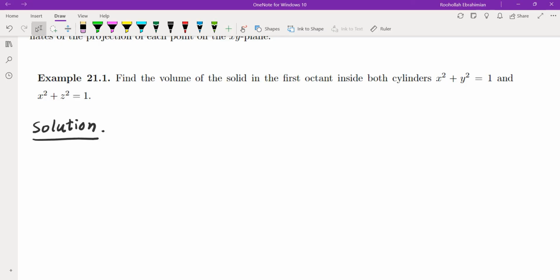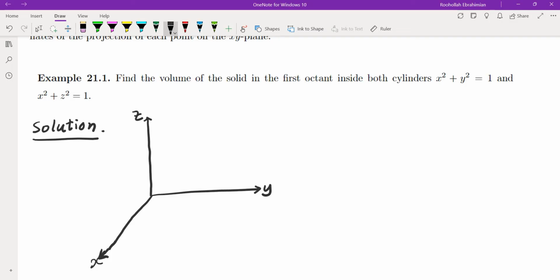Find the volume of the solid in the first octant inside both cylinders x squared plus y squared equals 1 and x squared plus z squared equals 1. So the first thing, as usual, is to draw the diagram. We have x, y, z. They said it must be in the first octant. The first octant is everything where x, y, and z are positive. So we can ignore the portions where x, y, or z are negative.